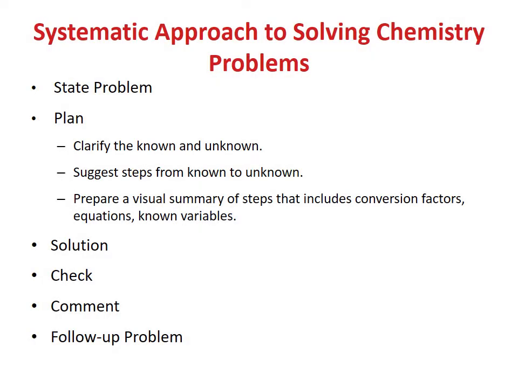To solve chemistry problems, first you need to know what the problem is and make a plan. Clarify the known and unknown. Suggest the steps from known to unknown, and prepare a visual summary of steps that includes conversion factors, equations, and known variables.